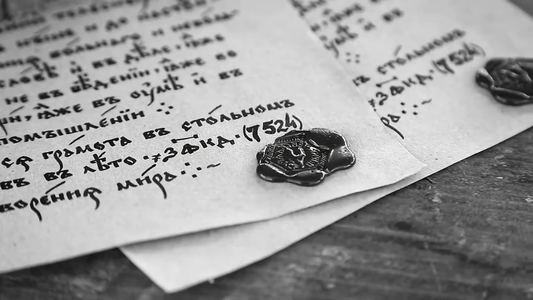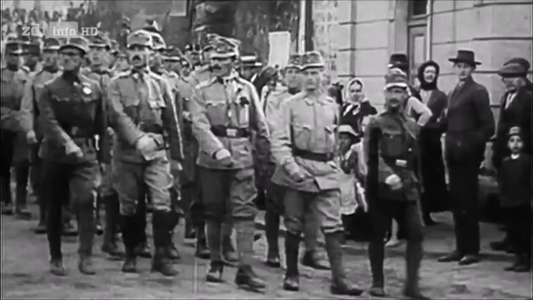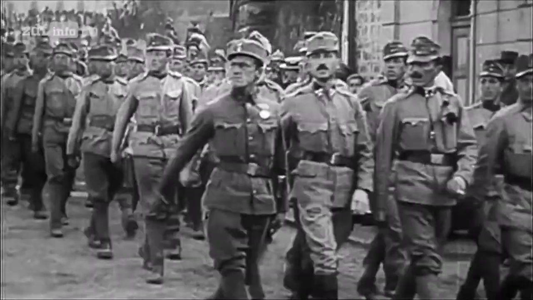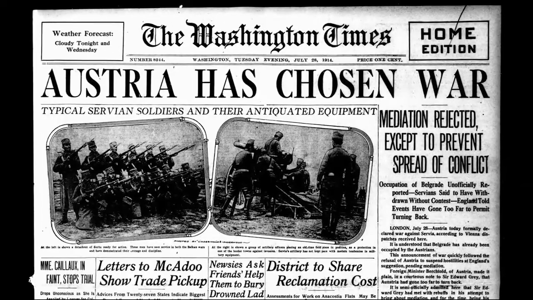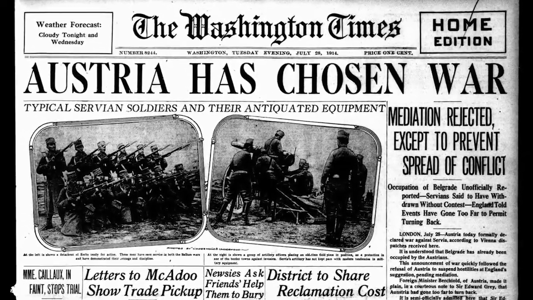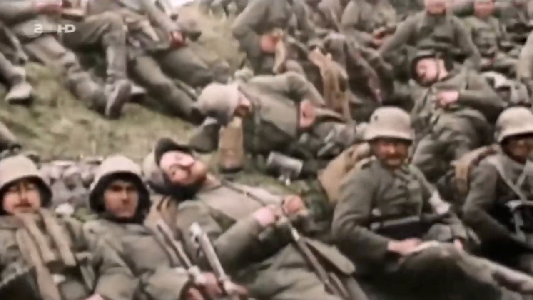Serbia agreed to all their demands, except one. Austria would hear none of this, and in their eyes, Serbia had rejected their terms. On July 28, 1914, Austria declared war on Serbia. World War I had started.